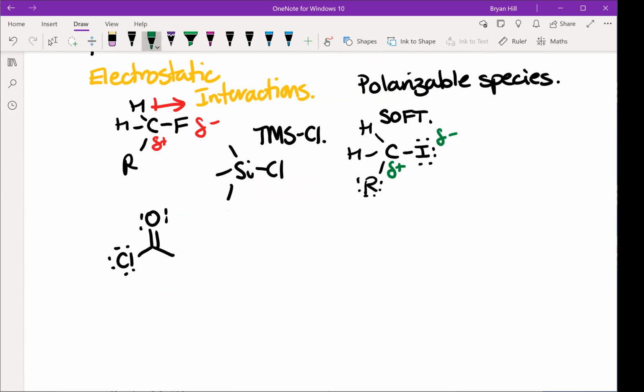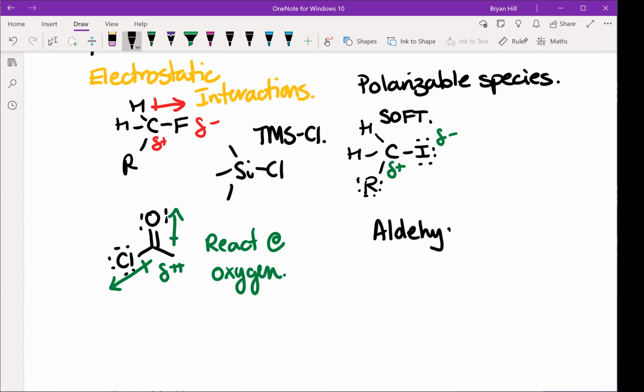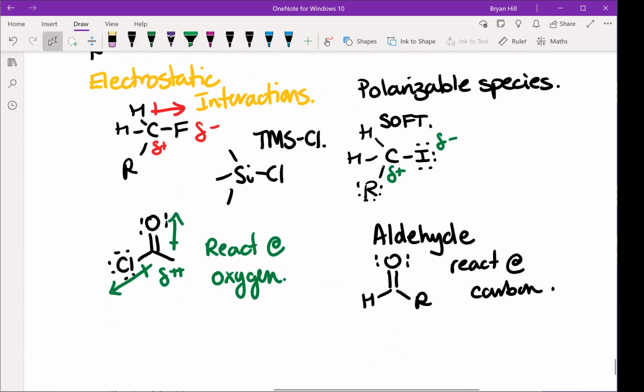So this is polarized in this direction. This is polarized in this direction. So that carbon there has got really a delta plus plus. It's quite electrophilic. So acid chlorides would tend to react at the oxygen. And this is quite different than, say, an aldehyde, which is this. These react at the carbon. And in fact, the reaction of the carbon with the aldehyde is a very specific reaction called the aldol reaction. Aldol.